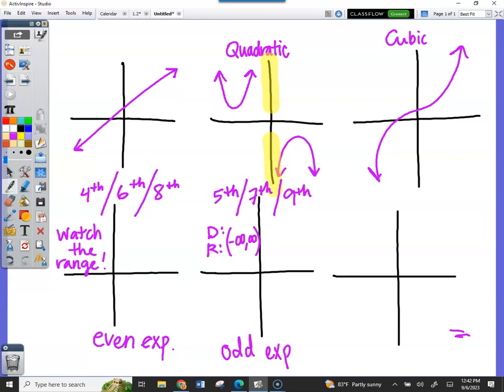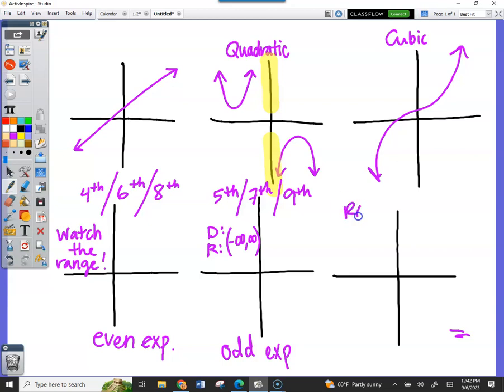Because you can say to yourself, okay, if it's a polynomial, I just need to know if it's an even power or an odd power, and then I know what to check. Now, we didn't talk about if it's a rational or an even root. We didn't talk about roots.